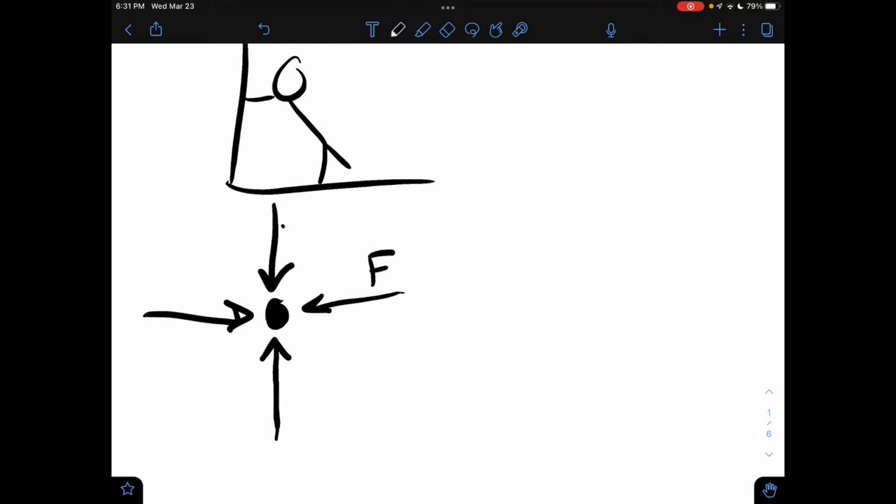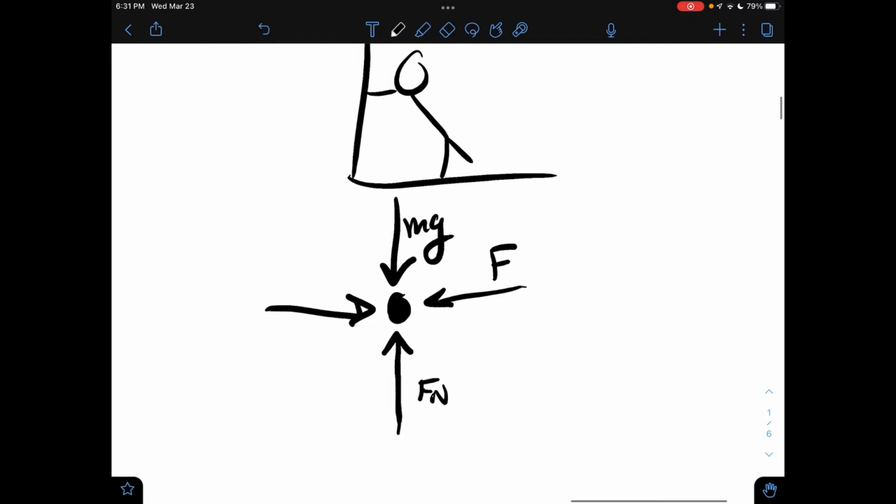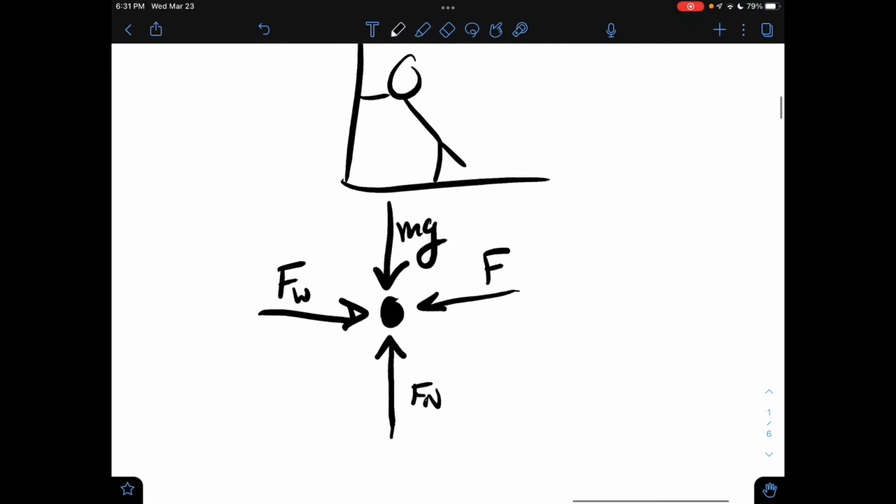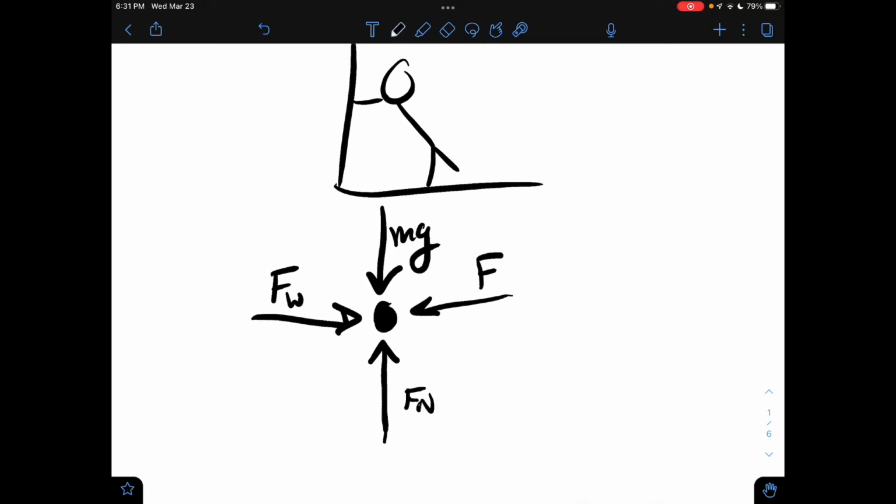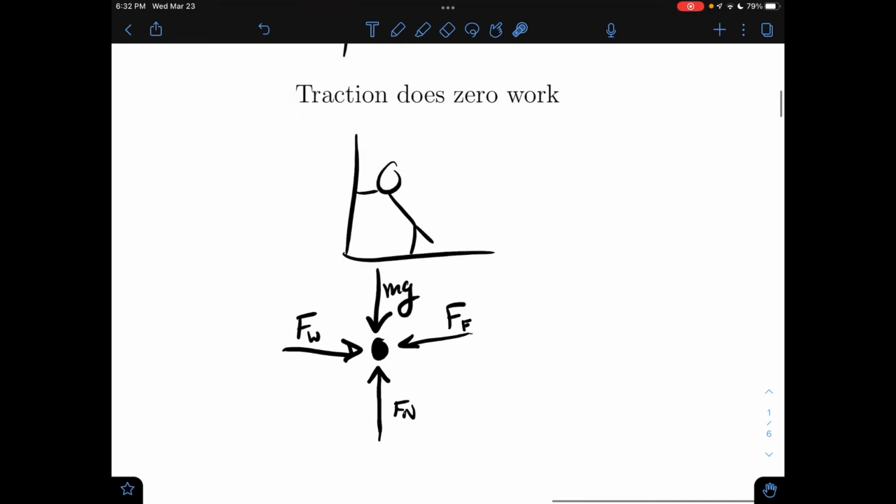So, gravity, normal force from the floor, and this is the normal force from the wall, right? Force from friction. That's our static friction. That's pretty much what traction is. So that's what I said about it doing 0 work: we're not moving, we're just leaning against the wall, so we're doing 0 work because our displacement is 0.